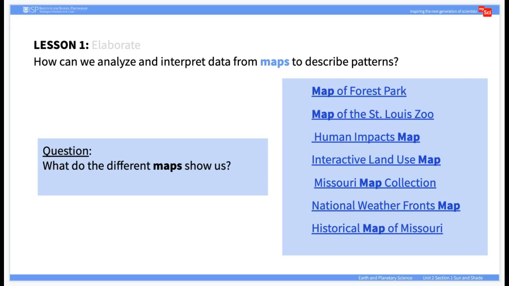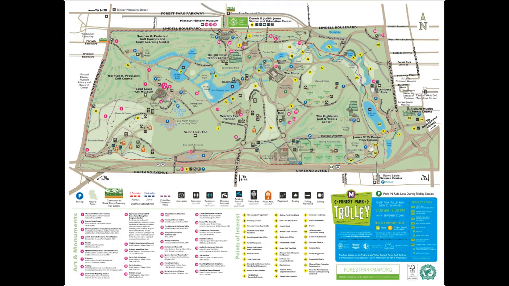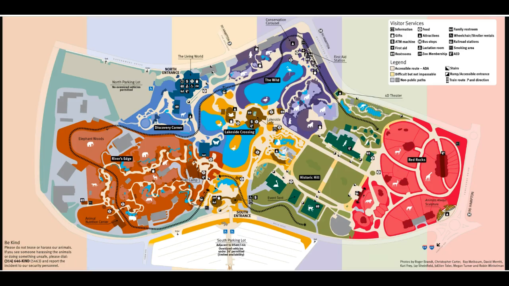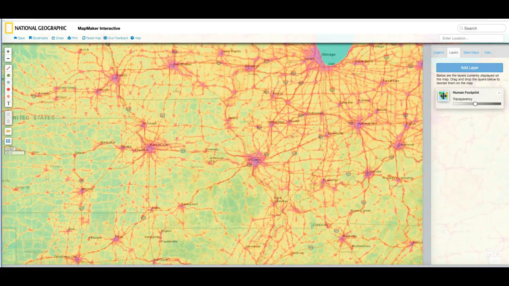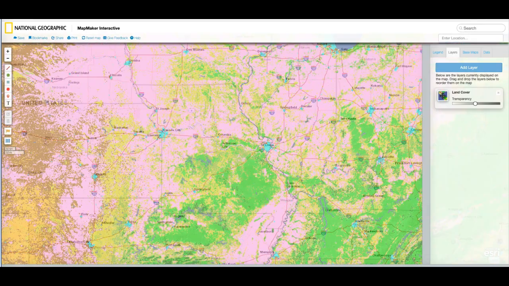In the Elaborate portion of this lesson, students will analyze various maps from our state to consider what different maps show us. Several map sources have been provided in the curriculum, including a map of Forest Park, a map of the St. Louis Zoo, human impacts in Missouri, and interactive land use, to name a few.